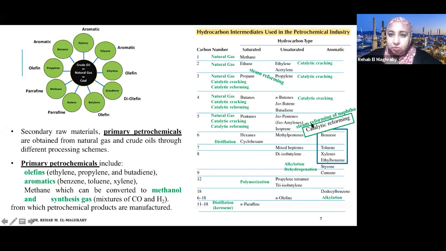As you can see here, the table shows hydrocarbon intermediates. So we have hydrocarbon intermediates for what? For the petrochemical industry. All these components are used in the petrochemical industry and can be produced from the building blocks. In general, for the primary petrochemicals, we have olefins, which are ethylene, propylene, and butadiene, a diolefin. We have paraffins, which is methane. We have aromatics: benzene, toluene, and xylene.